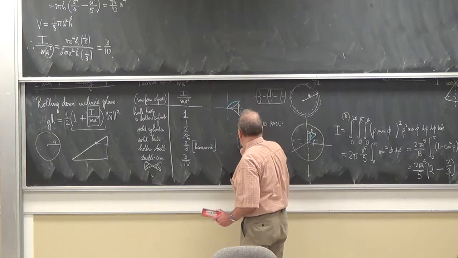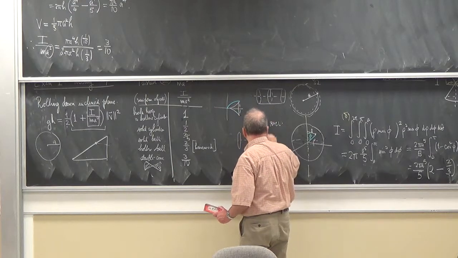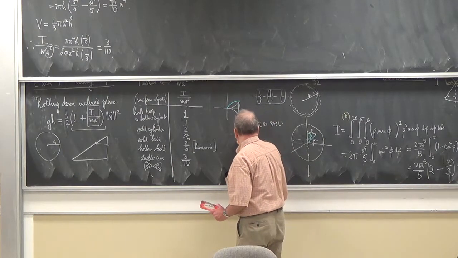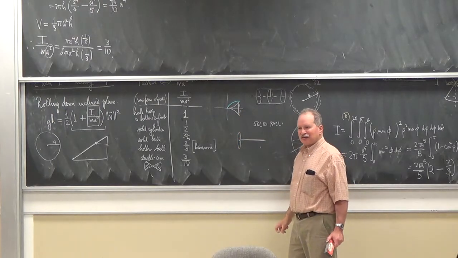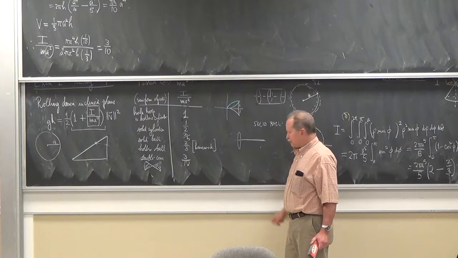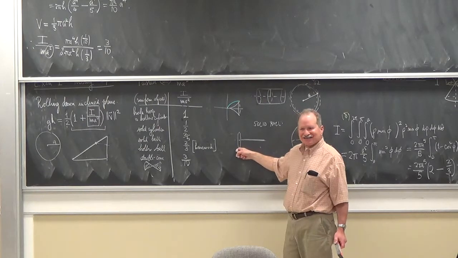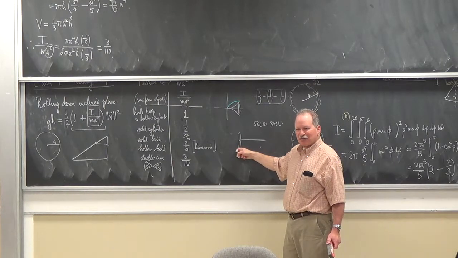So if the wheels are going like this, the axis of rotation is here. So if you made a rod that was very thin and massive, and made the wheels massless, then the moment of inertia would be effectively 0.